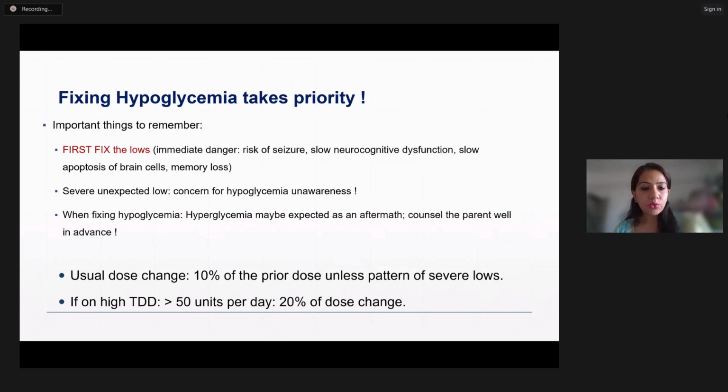Usually when we do change any doses, 10% is the way we make the changes, unless there is a pattern of severe lows, or if they're on high total daily dose requirements of more than 50 units per day, then we usually use a 20% criteria to make a dose change.